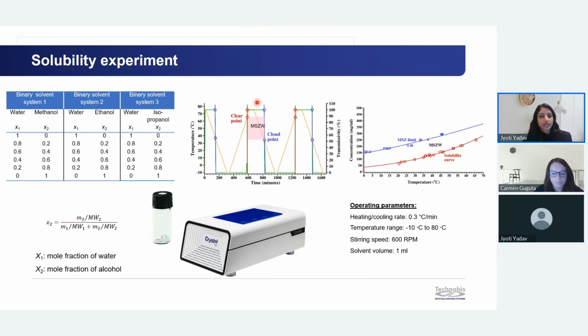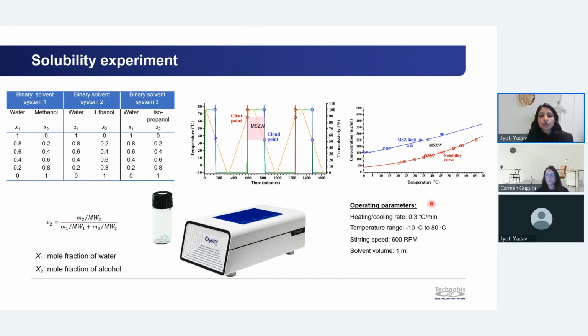And the cloud point is defined as the temperature upon cooling where last 100% transmissivity is obtained, beyond which the transmissivity decreases, which signals the appearance of the crystals. Then using the clear and cloud points, you can determine the solubility curve and metastable zone width. And the difference between the two represents the metastable zone width.